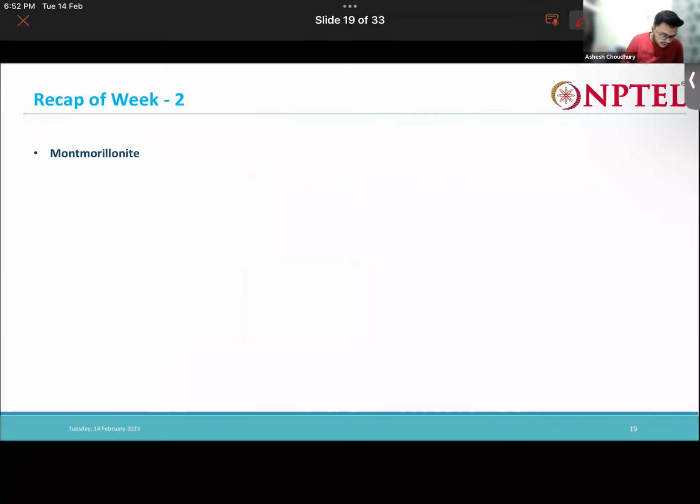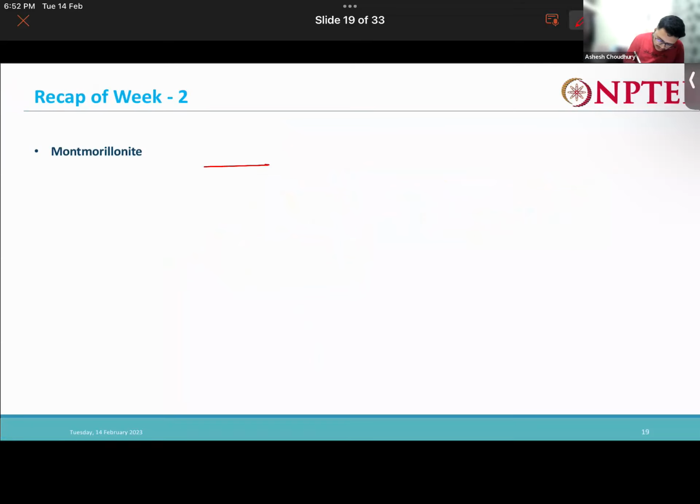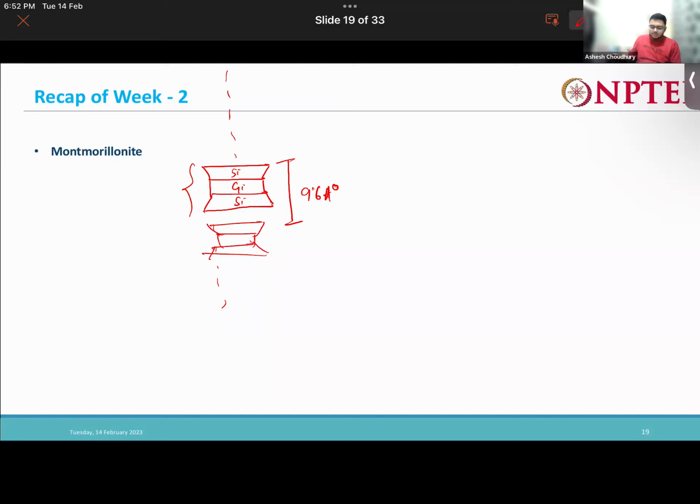Next we have montmorillonite. How is montmorillonite formed? There is one silica sheet, then one gibbsite sheet, and again one silica sheet. This unit gets repeated, and the height is 9.6 Angstrom. Similarly, here also you will have one more, so this goes on repeating.